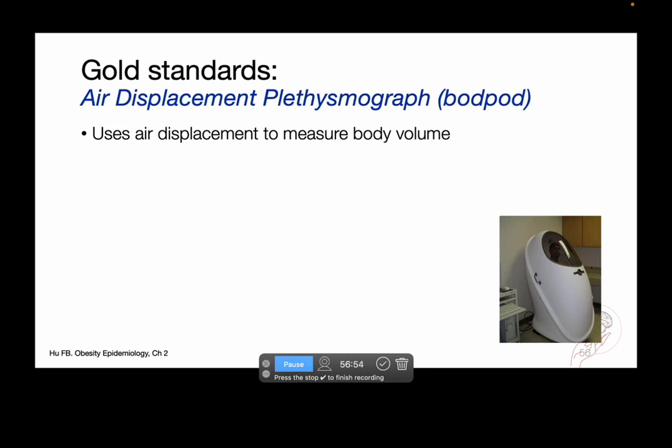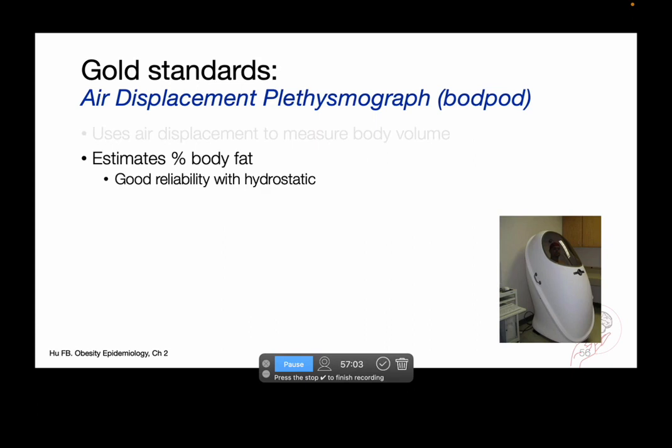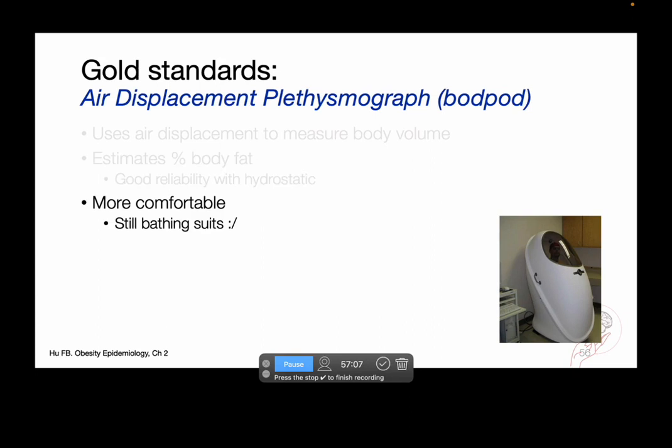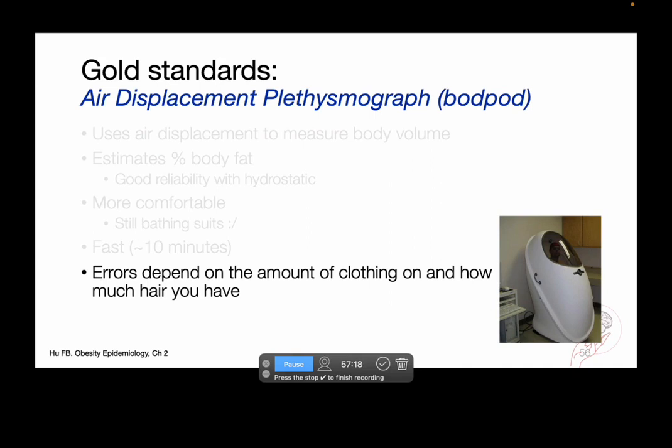So the air displacement plethysmograph, or BODPOD, uses the same principles, but uses air displacement instead of water displacement. It has good estimates of percent body fat with good reliability, but you still have to be in bathing suits, even though you're not getting dunked underwater, which is a pro. It's also fast. It's around 10 minutes.